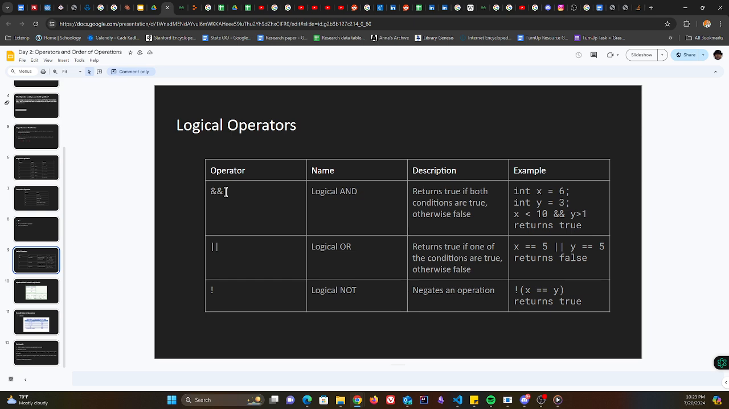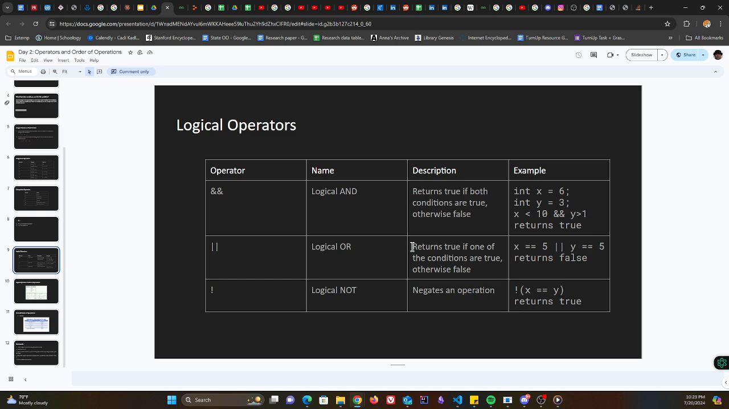Logical operators. So again, basically you want to return true if both this condition and this condition are true, otherwise false. So if x is less than 10, which it is, and y is greater than 1, which it is, it returns true. If x equals 11, 11 is less than 10, that's not true. Even though this is true, since both have to be true, and since it's a logical and operator, it returns false.